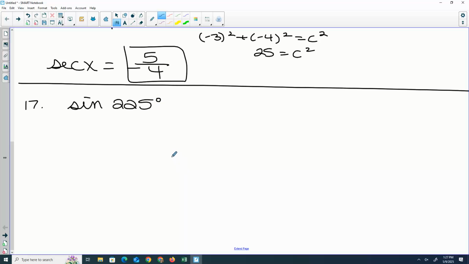So on 17, we have to think about quadrants and reference angles. Because I said exact value, that means not what your calculator would tell you. Okay, we want the value with radicals. So we have to first think, 225 is in what quadrant? Quadrant 3. Reference angle. Yep, 225 minus 180 is 45. So in quadrant 3, tangent's positive, so that means sine is negative. The sine of 45 degrees, radical 2 over 2.